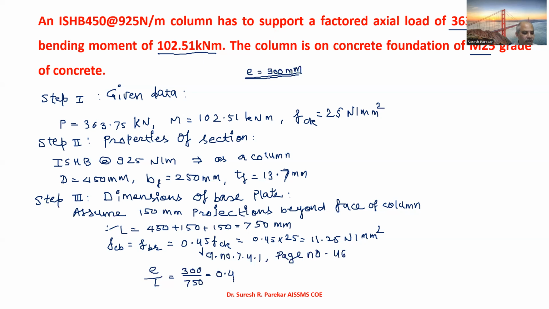Because we have seen we have 3 cases. So this is greater than 0.33. Case 1 we have e by L less than 1 by 6, that is 0.167. Second, we have e by L greater than or equal to 1 by 6 and less than or equal to 1 by 3, so it goes up to 0.33. And last we have e by L greater than 1 by 3. And now we have this value, that is 0.4.